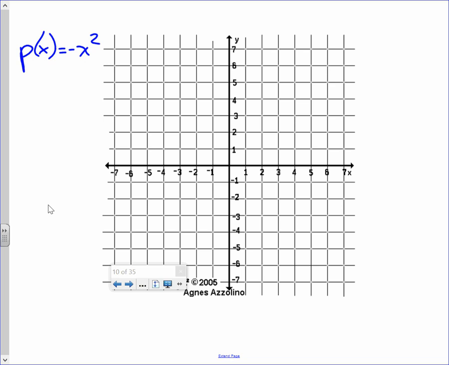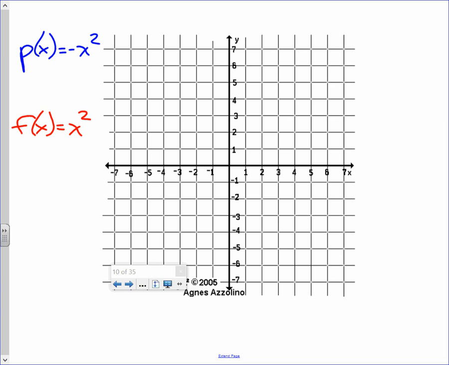What I'm going to do first is graph the parent function. And once I have the parent function in my mind clearly, then I'm going to do the transformation. Okay, so let's do the parent function first. I know the parent function is f of x equals x squared.